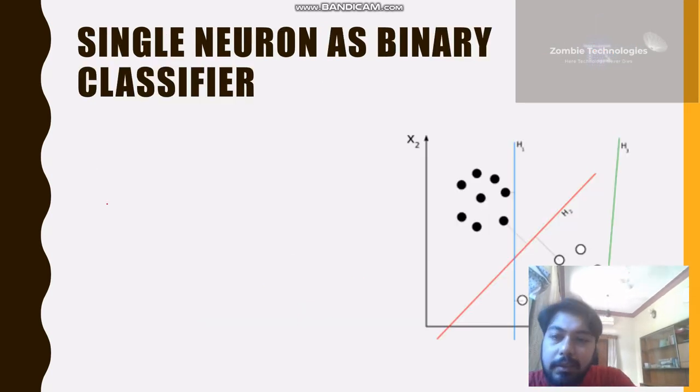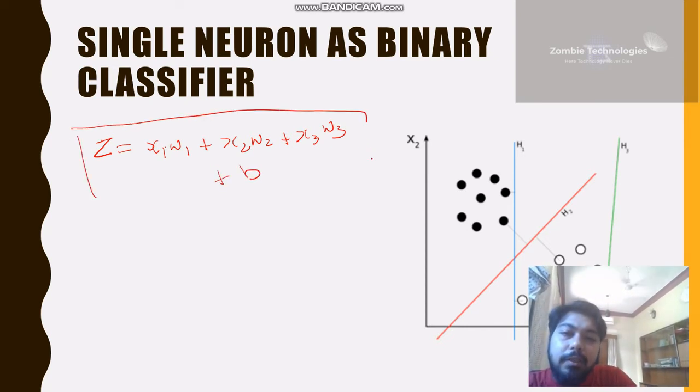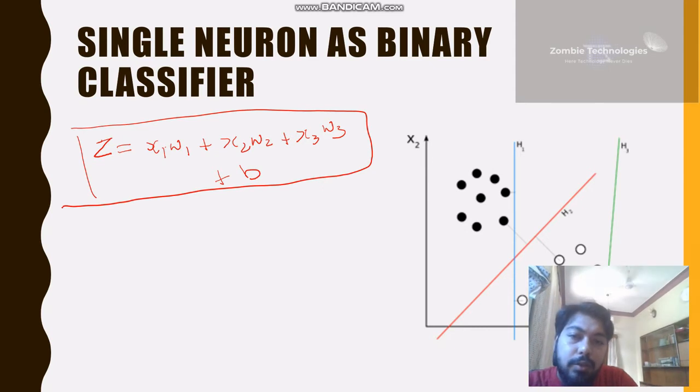So let's say that we have Z which is available with us. The Z is nothing but equal to x1 w1 plus x2 w2 plus x3 w3, and so on, plus bias. This is my input Z, where I have the three inputs to the particular neuron, x1, x2, x3.